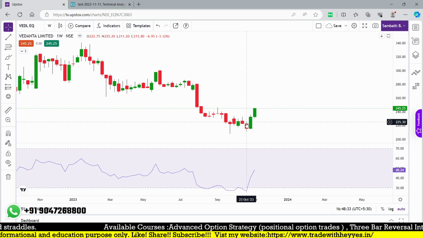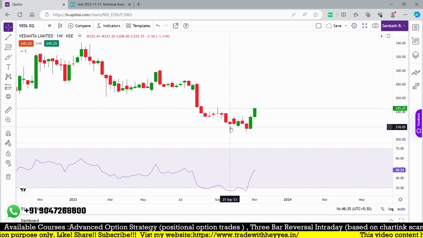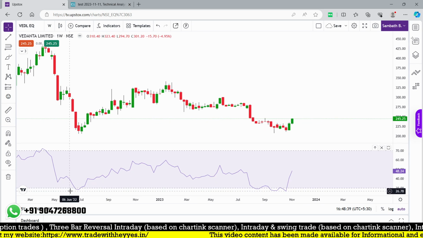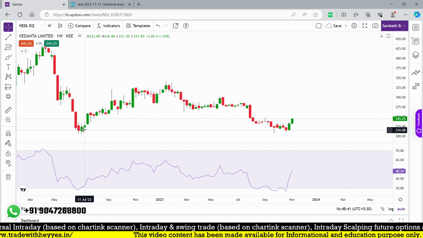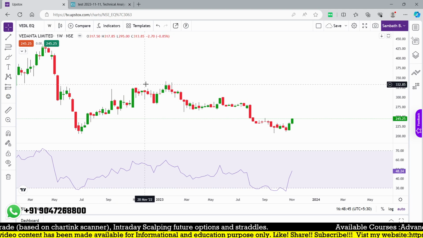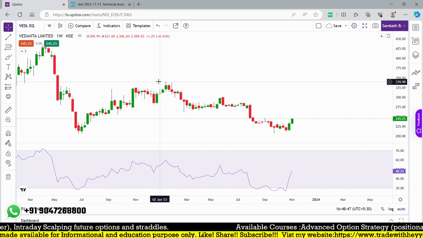So recently we took it after a 4 week, and now it is 245. Maybe the stop loss is around 208 for a swing trade, which you are looking at. But previously we got the same opportunity at this point, and here it can give you such a good opportunity from 232, and it went up to 341.